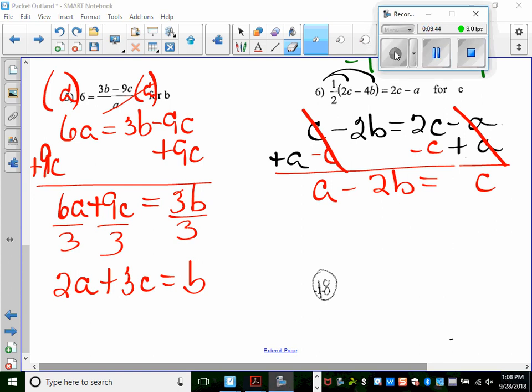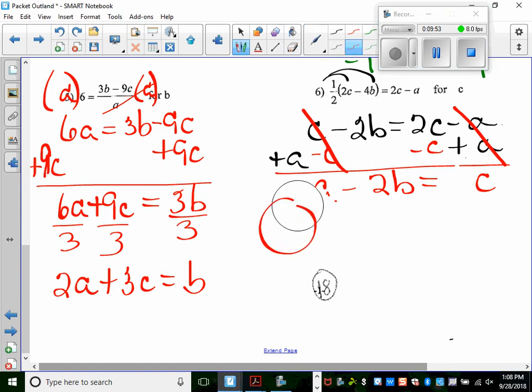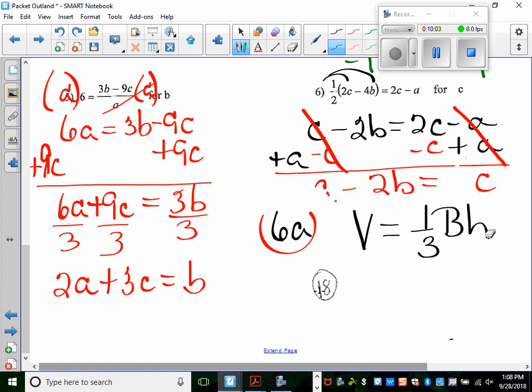I want to add one to this page. So at the bottom, let's just call this one 6a. All right, let's call this 6a. V equals, write this down, 1/3 BH. And this is the volume formula, 1/3 times the area of the base times the height. Okay, and then let's say I want you guys to solve for H. I'm just going to underline it. We want to solve for H.